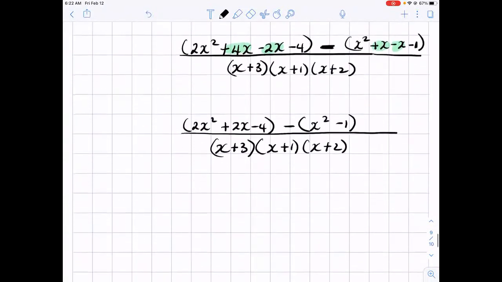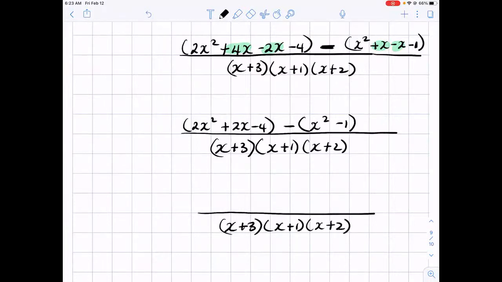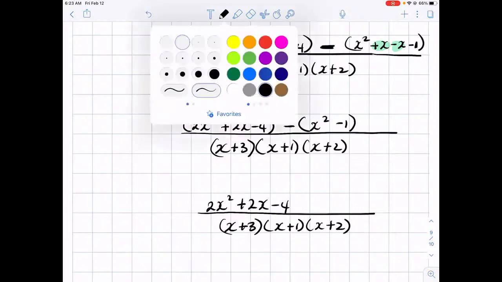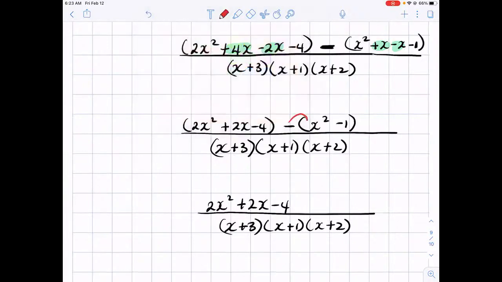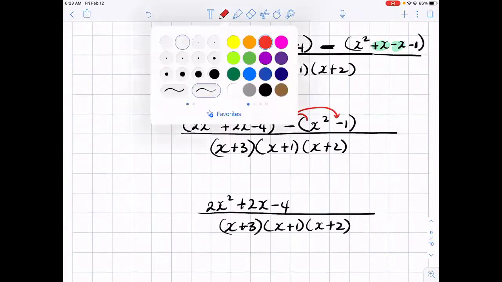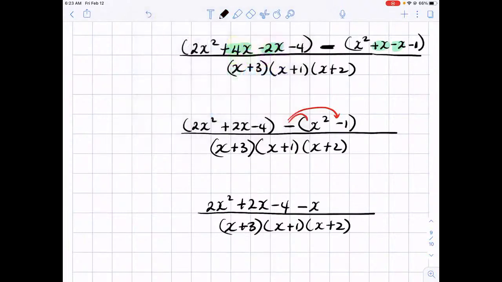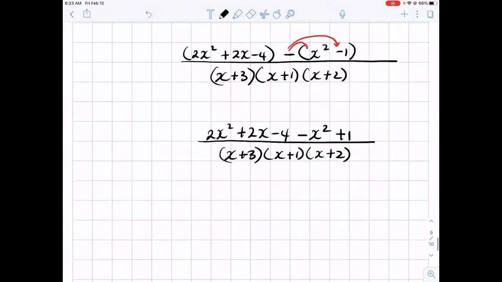Now, we can simplify more by getting rid of the parentheses, so the denominator stays the same. And we need to write it. I know it's long, but you need to write it out. So we have 2x squared plus 2x minus 4. And now when you distribute this negative sign, you end up with minus x squared plus 1. And then we combine like terms again. Denominator is still the same.